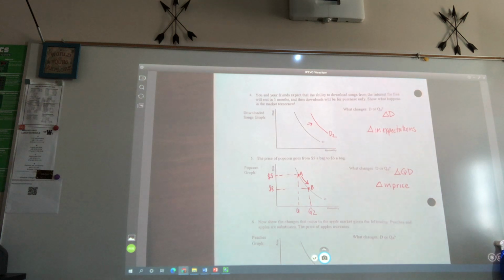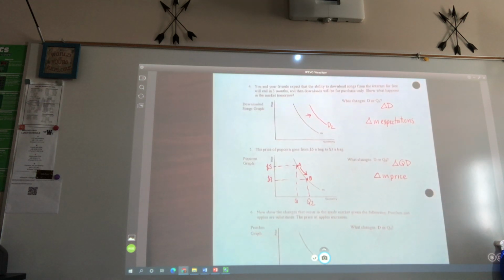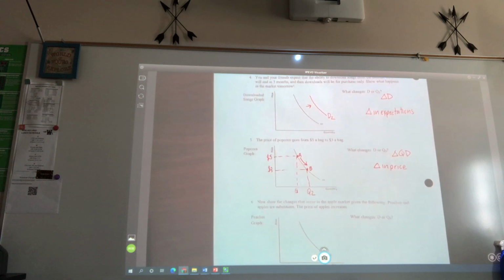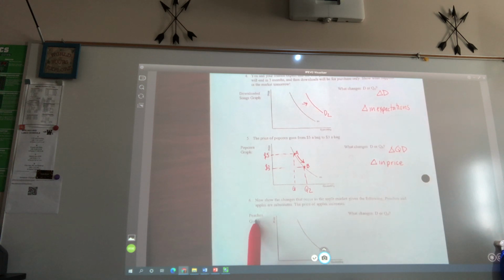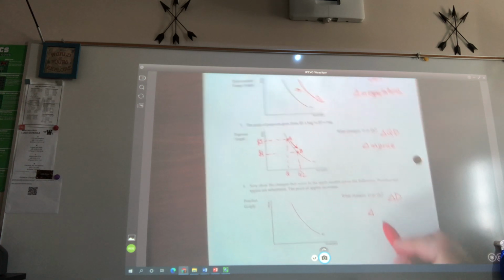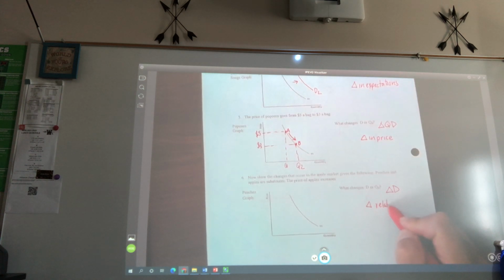Okay, the last one. Now show the changes that will occur in the apple market given the following. Peaches and apples are substitutes. The price of apples increases. We're going to demand more peaches, but looking at this, is it a change in demand or change in quantity? Change in demand. What's the reason? Change in related goods. What type of related good is it? Substitute. It is a substitute.